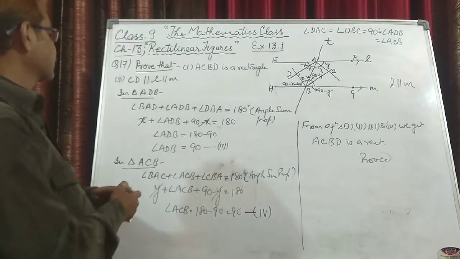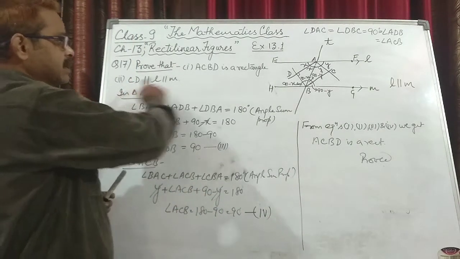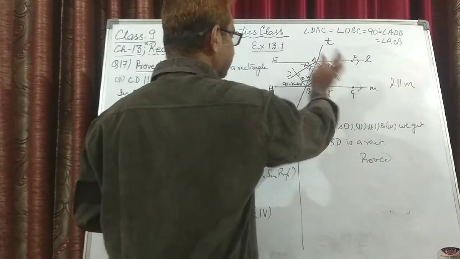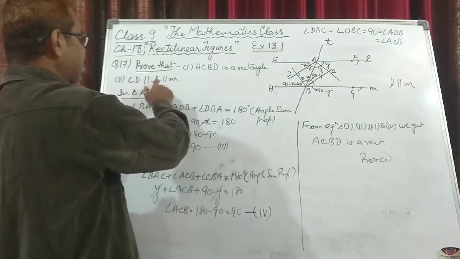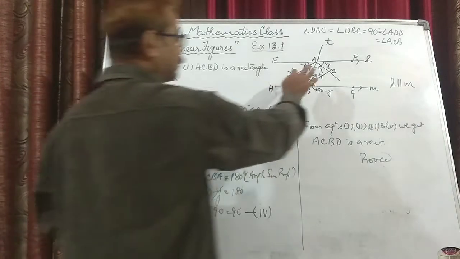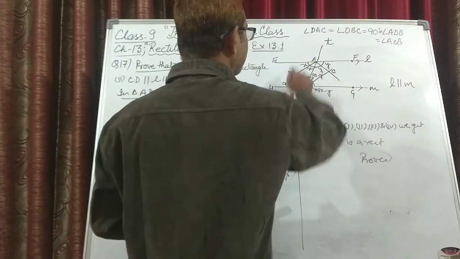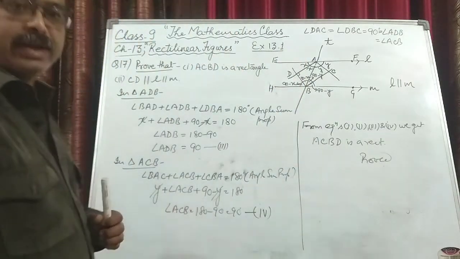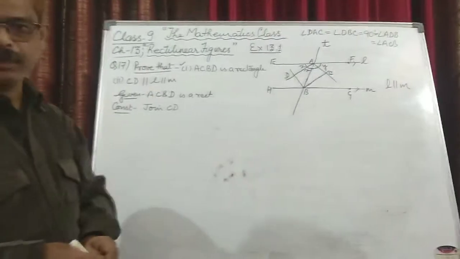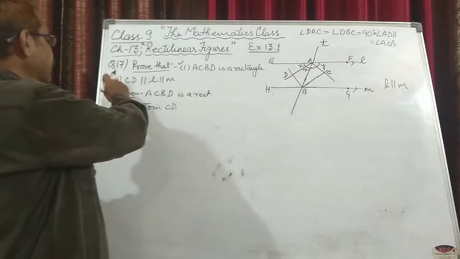Now we will talk about the second one, that CD. We have to join line CD, something like this. CD is parallel to l is parallel to m, meaning we have to prove that this line joining CD is parallel to both these lines. Now let's see what we have to do in this. Now we move on to the second part.